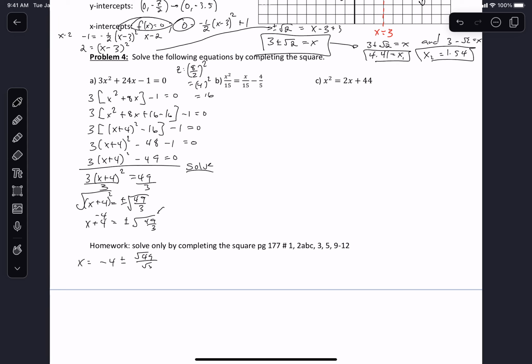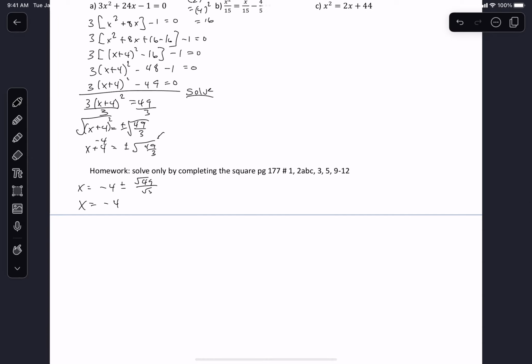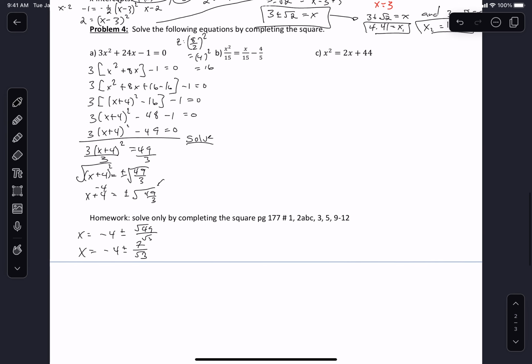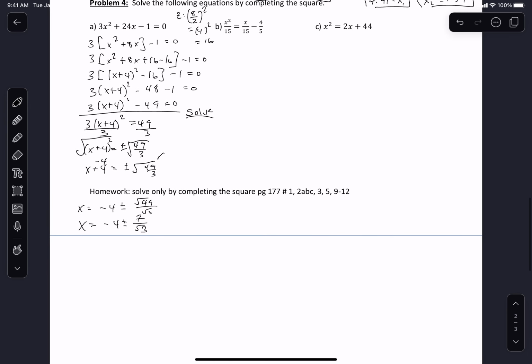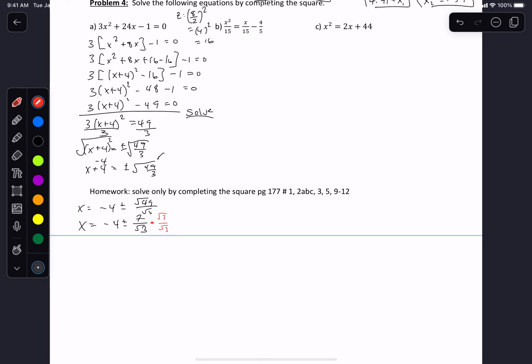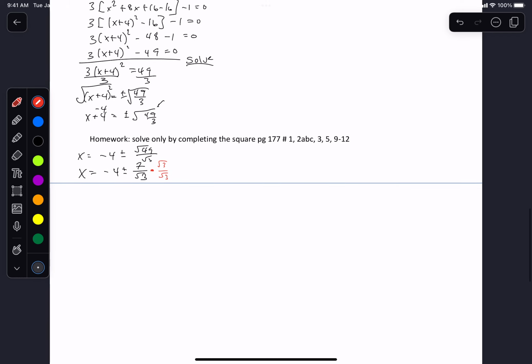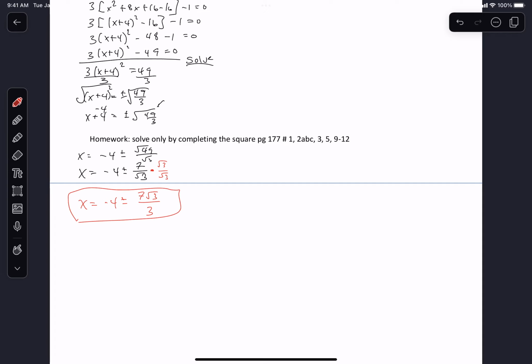Oh, we got some more work to do actually. Forgive me. x is going to be negative 4 plus or minus. The square root of 49 is 7, over root 3. Now you might think you are done. In reality, because I didn't specify in the question, you could maybe get away with this, but it's pretty typical to not leave any radicals in the denominator, as you've seen. That's just common practice. So our actual answer here is going to be negative 4 plus or minus 7 root 3 over 3. So we'd have 2 answers there for that question.